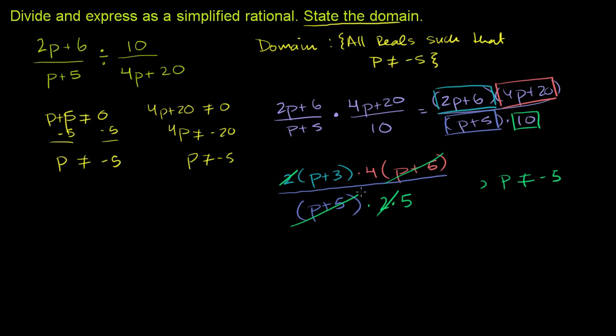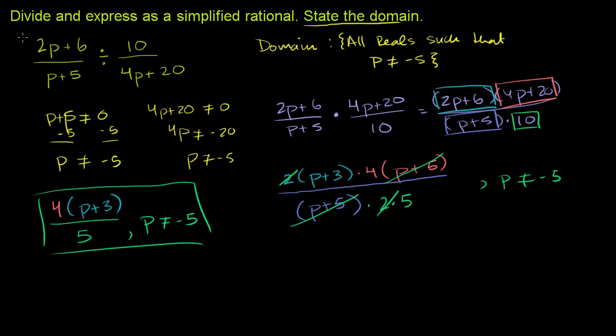So what are we left with? In the numerator, we have 4 times p plus 3 times p plus 3. And in the denominator, all we have is that 5. And we're done. We could write this as 4/5 times p plus 3, or just the way we did it right there. But we don't want to forget, we have to add the constraint. p cannot be equal to -5, so that this thing is mathematically equivalent to the expression we started with.